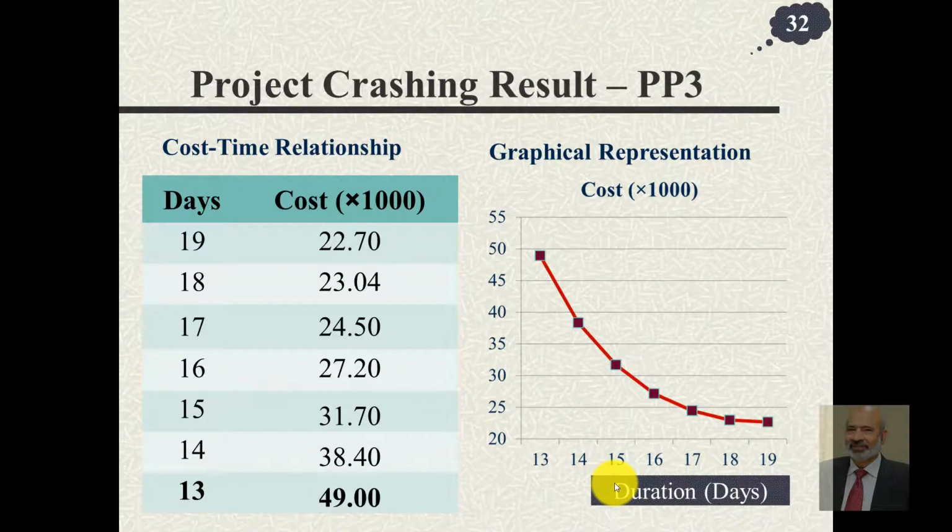And let's analyze now what we have achieved. For 19 days the cost was 22,700. We gradually increased the cost and brought down the time to 13 days, and the associated cost is now 49,000. It is shown here graphically. Notice that the incremental costs are represented here by the slope of this curve. So for every reduction the slope is increasing.